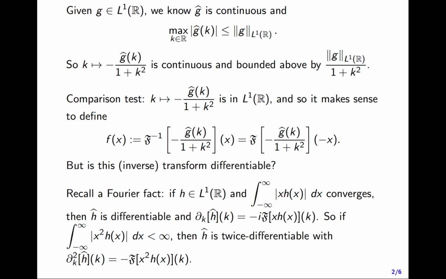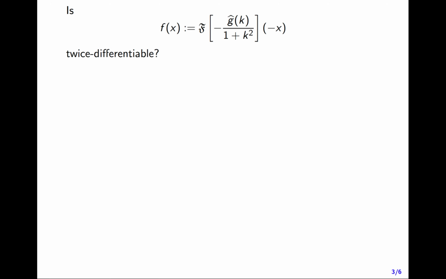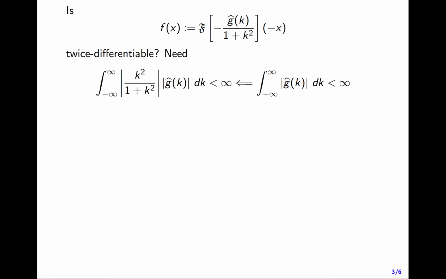So with these Fourier facts, I can differentiate my given function f, the inverse Fourier transform of minus g hat of k over 1 plus k squared. Or I could just switch to the regular Fourier transform evaluated at minus x. So is this function twice differentiable? Well, we would need the following thing: the integral from minus infinity to infinity of k squared over 1 plus k squared times the modulus of g hat to converge. And does that happen?